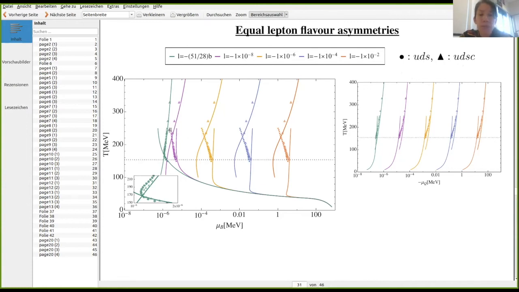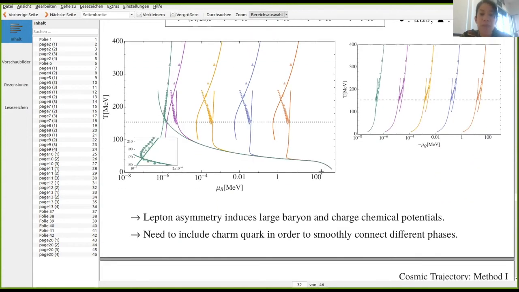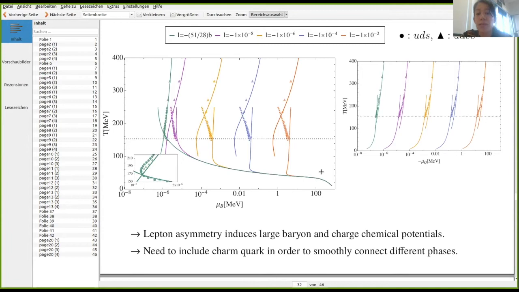So first of all, what this plot shows is that indeed, if you enhance the lepton asymmetry, you shift the trajectory towards larger values of the baryon chemical potential. The green curve here is the standard trajectory. I think especially for that one, you see that everything really smoothly fits. If you go to larger values, then you see that the lattice susceptibilities using only the U, D, and S quark do not really converge smoothly to the ideal quark gas, to the high temperature regime. Which tells us that you really have to take into account the charm quark in order to smoothly connect the different phases here.